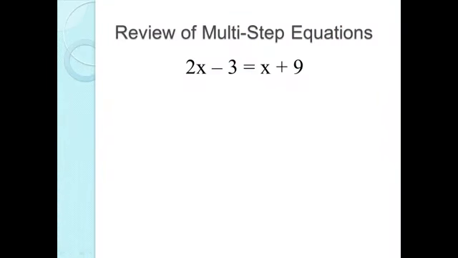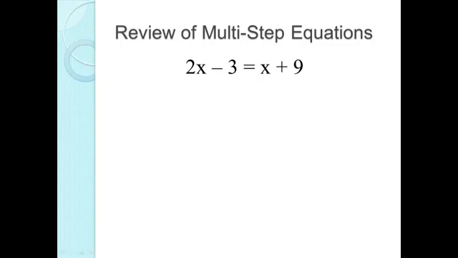Recall our goal when solving equations. We are trying to get the variable isolated. In order to do that with multi-step equations, we must move all numbers to one side of the equation and all variables to the other. Remember, it does not matter what you decide to move first. However, I prefer to move all numbers to the right-hand side and then all variables to the left.